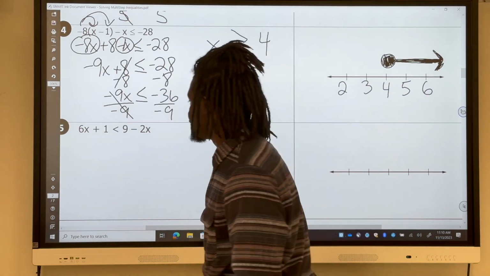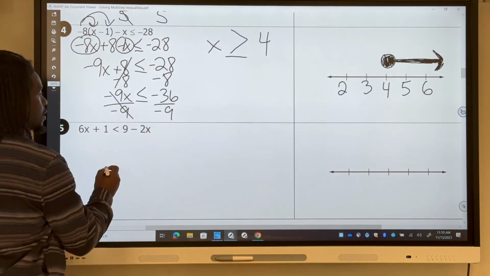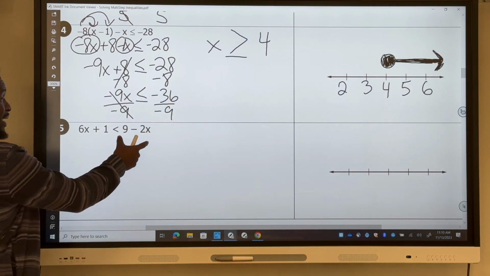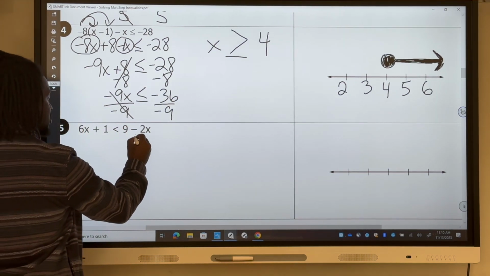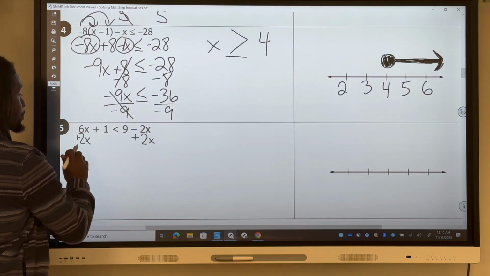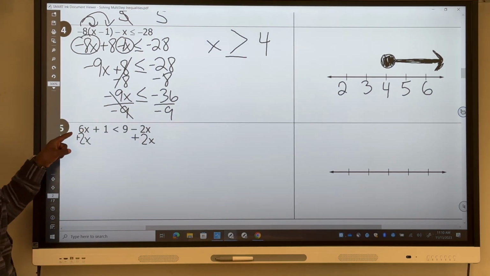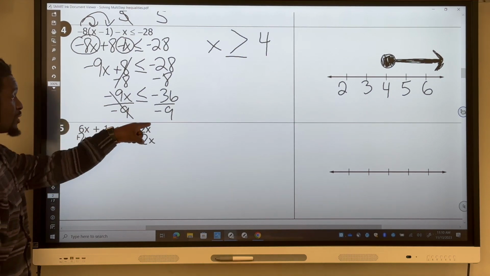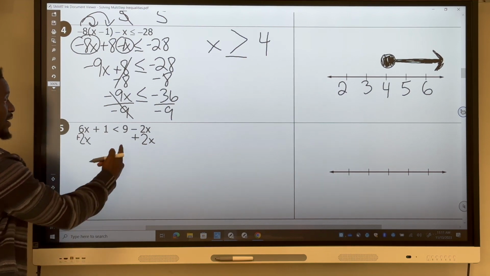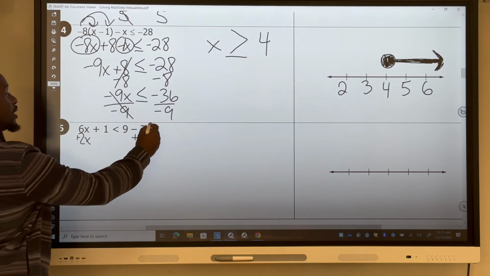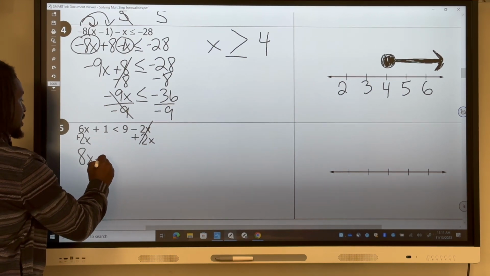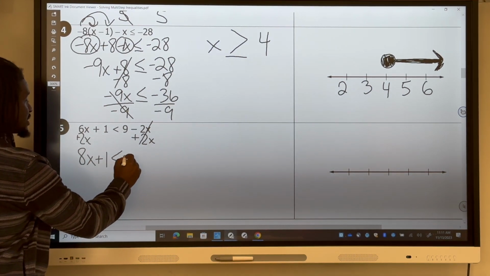All right, here we go. Now I got x's on both sides. I got to get the x's all on the same side. And I'm going to pick the side that has more x's. So 6x is bigger than negative 2x. So I'm moving the 2x's over here. And I got to do the inverse operation. That cancels. So now I have 8x plus 1 is less than 9.